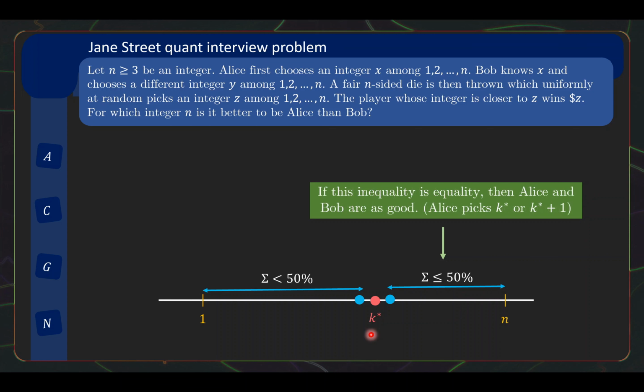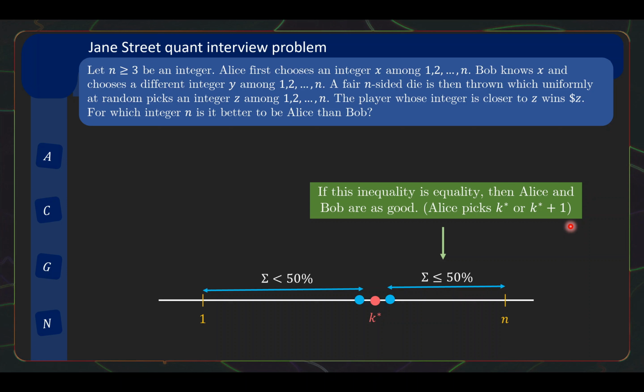But if this inequality turns out to be an equality, then both Alice and Bob are equally as good. Alice can either pick k star, and then Bob will pick this side and get 50%, and Alice gets 50%, or Alice can pick k star plus 1, and Bob will pick the left instead and get 50%, and Alice will also get 50%. So there are two options for Alice in this case, and in both options, Alice only guarantees herself exactly 50%.